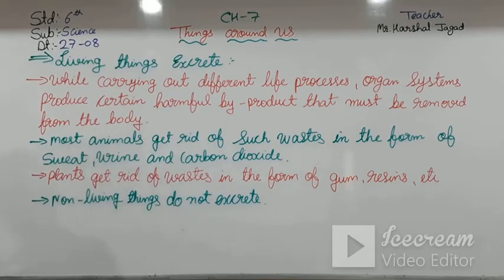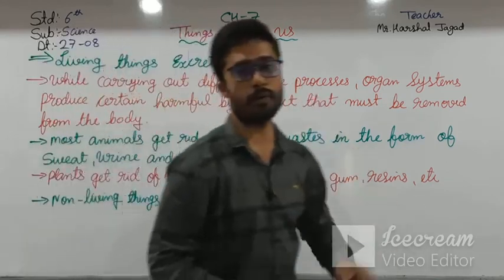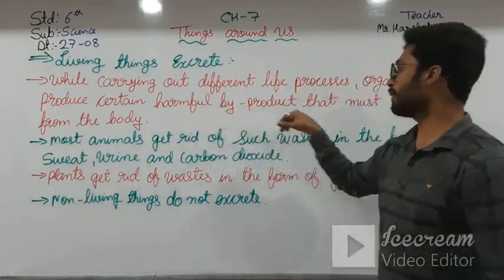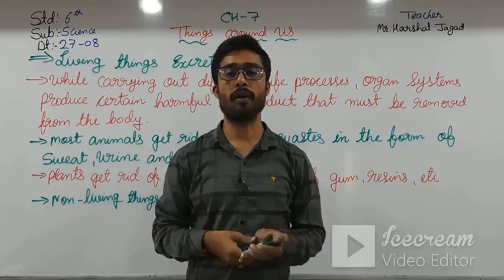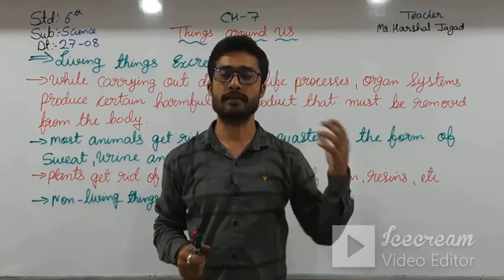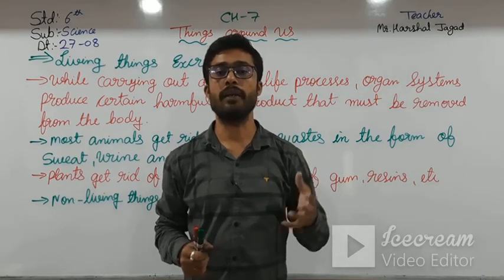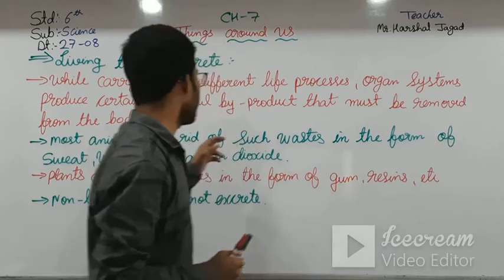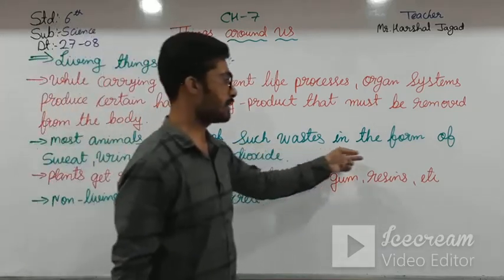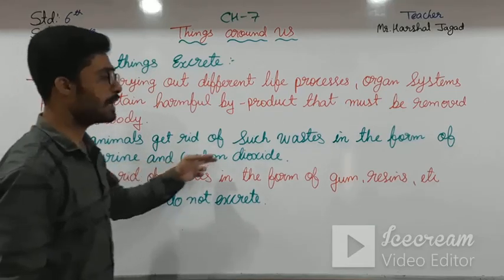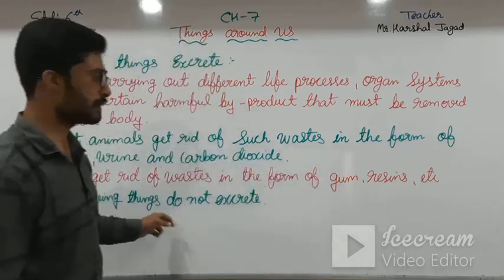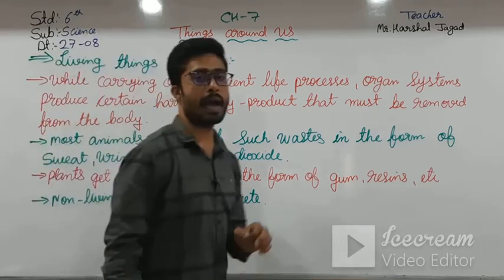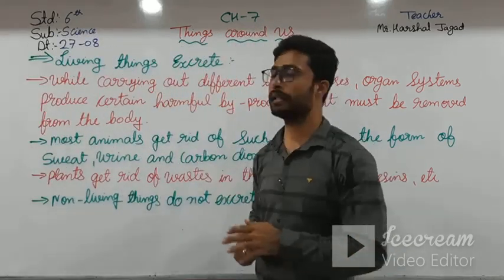Okay. So this is all about living things excrete. So here the first point is, while carrying out the different life processes, organ systems produce certain harmful byproducts that must be removed from the body. So in our body also some harmful byproducts are produced, but we have to excrete them, or else if they are not excreted, what will happen? It will harm our body. And here most animals get rid of such wastes in the form of sweat, urine and carbon dioxide. Then plants get rid of wastes in the form of gum, resins, etc. and non-living things do not excrete.